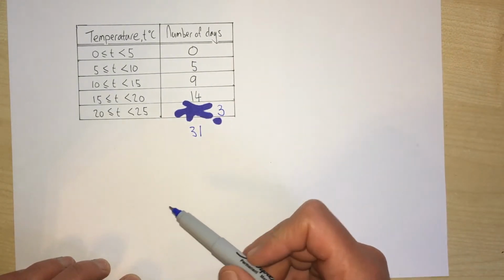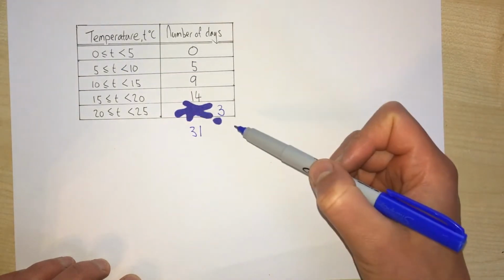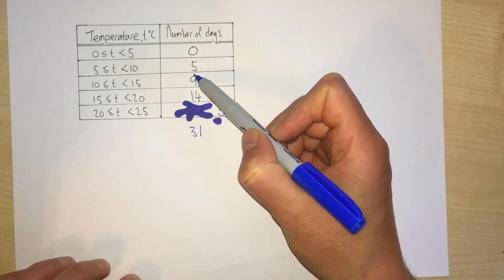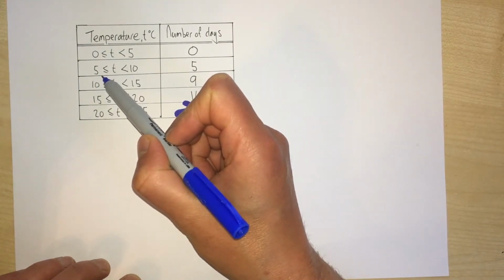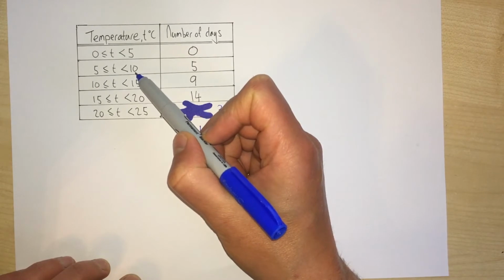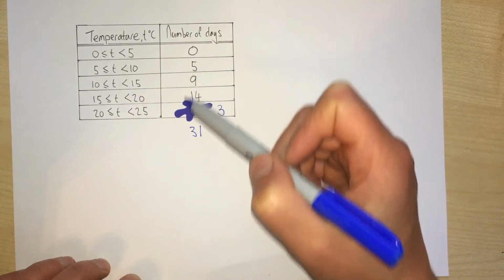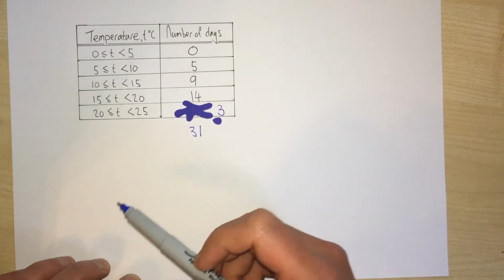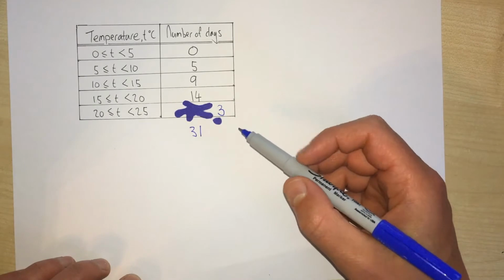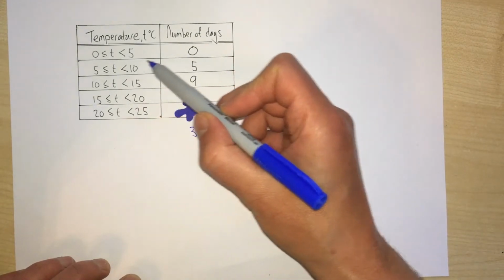Now I've recorded the temperatures in July last year by filling in this table. Now there were 5 days where the temperature was greater than or equal to 5 degrees Celsius but less than 10. So it could have been 8 degrees or 6 degrees Celsius or 9.5 degrees Celsius. I'm going to work out an estimated mean because I'm not using the original data.